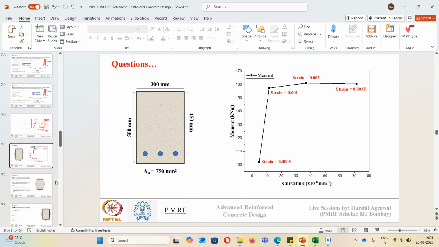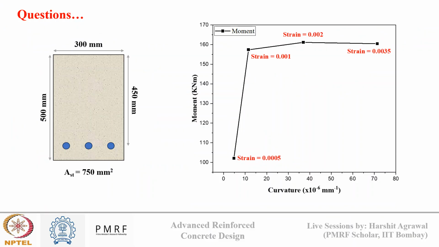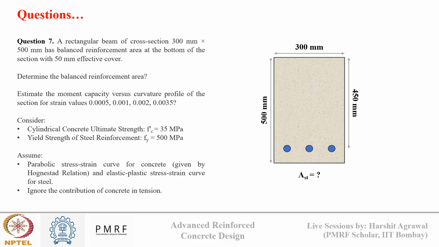Now, this was a very heavily under reinforced section for which we saw the moment curvature profile. Now suppose we are keeping the same cross section, 300 cross 500, effective depth is 450, and we are changing the case. Now instead of an under reinforced section, we have a balanced reinforced section. Again we are calculating the moment curvature profile for these strain values of 0.0005, 0.001, 0.002, and 0.0035.